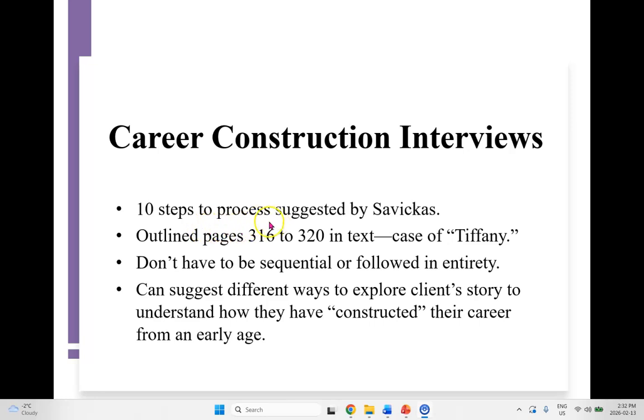There are 10 steps to the process suggested by Savickas. I didn't want to bore you by going through them all in this lecture. You'll see them outlined in pages 316 to 320 in the text in Chapter 11, The Case of Tiffany. So read through that, and I think it'll give you a sense of how that would flow. And he says the steps don't necessarily have to be sequential or followed in entirety, and they can suggest different ways to explore the client's story to understand how they've constructed their career from an early age.